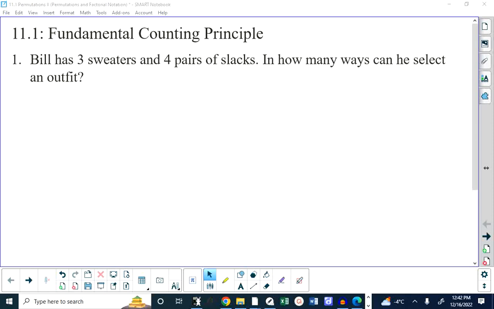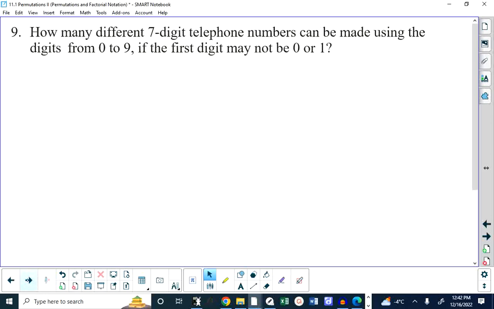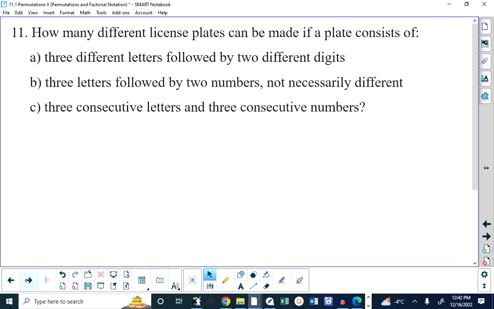I'm just going to say from the first set to begin with. Go ahead, Grace. 11C. So in question 11, we have license plates, and in C, we need to have 3 consecutive letters like ABC or BCD or CDE, right? And 3 consecutive numbers.